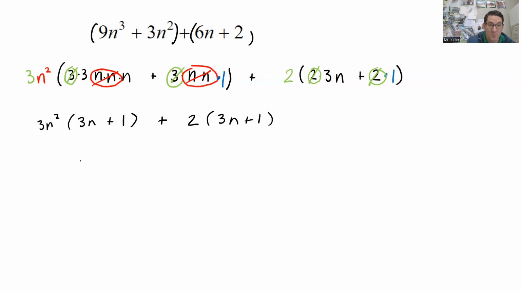And now I can regroup. So you group the outside terms together, 3n squared plus 2, and 3n plus 1. So group the first two terms together, do a GCF, a greatest common factor, on both of them, and then regroup. And that is it.